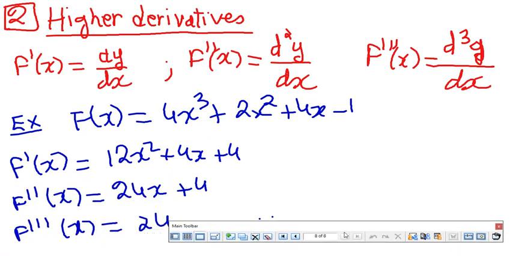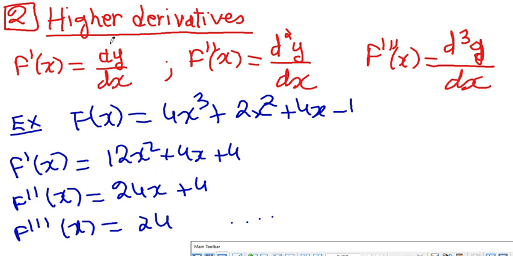Let's move to the last part in this lesson. It's the higher order derivatives. When I say f prime, it means dy over dx. I can do f double prime, and I can write it d squared y over dx squared. I can write the third, it's d cubed y over dx cubed. So if it's the nth derivative of f of x, I can write it d^n y over dx^n.